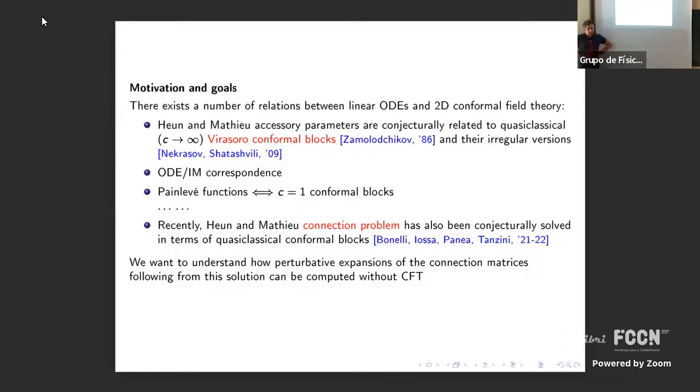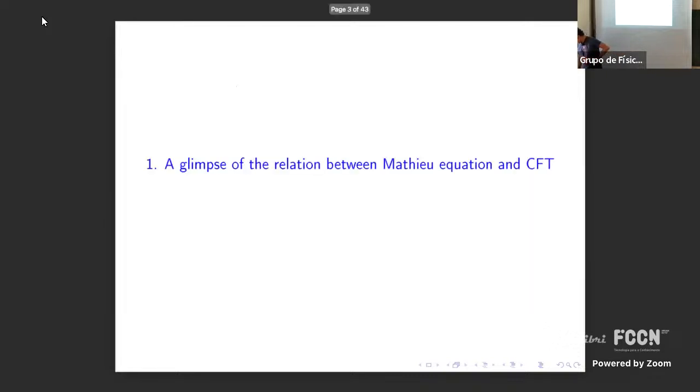And so what I'm going to explain is that in order to obtain equivalent formulas, we do not actually need CFT. The corresponding perturbative expansion of the connection matrix in a suitable parameter can be obtained by very standard methods, sometimes old, like one century old, sometimes even more.